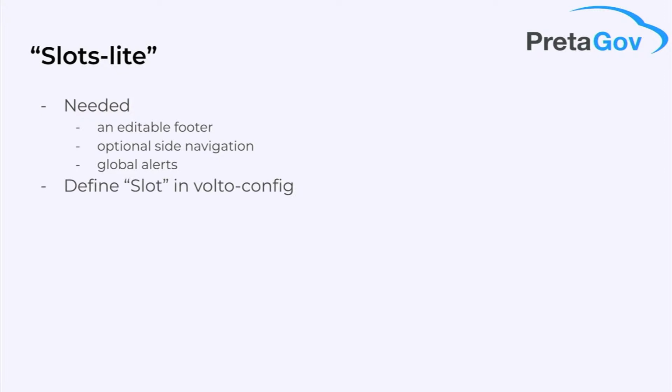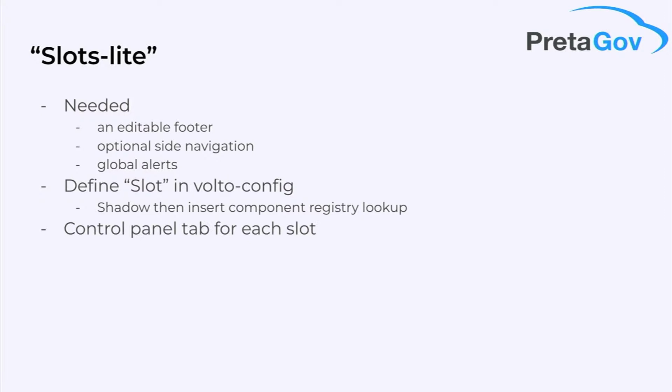So you define a slot in the Volto config, and that's done by the designer at implementation time. They give a name and description to a slot. Then you insert a little bit of code at the right place of where it's going to appear. The control panel then appears that lets you put in blocks.